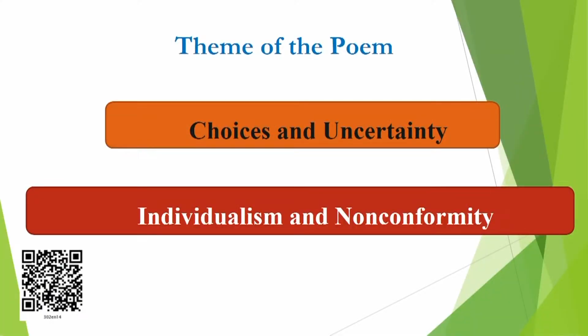Now we will move on to the theme of the poem, and there are two dominant themes in this poem. The first one is choices and uncertainty, and the second one is individualism and non-conformity. Now we will discuss these two themes one by one. First, in this poem, the speaker describes him or herself as facing a choice between which of two roads to take.